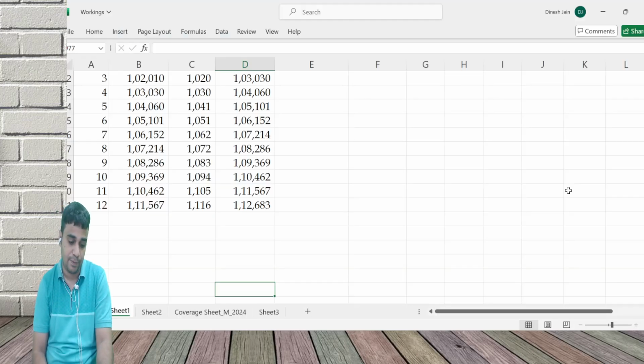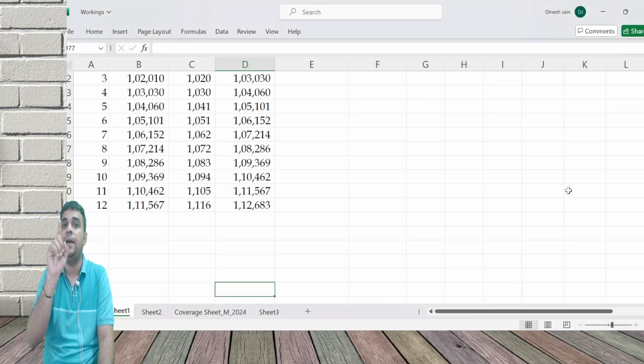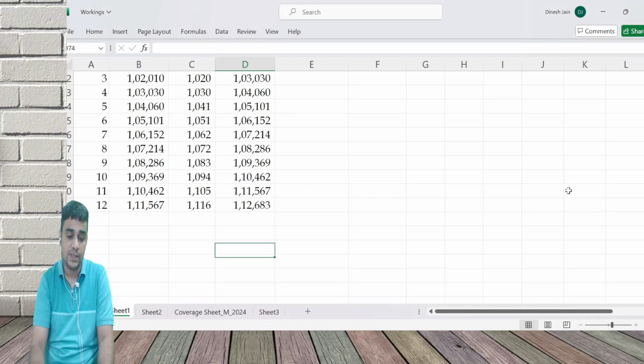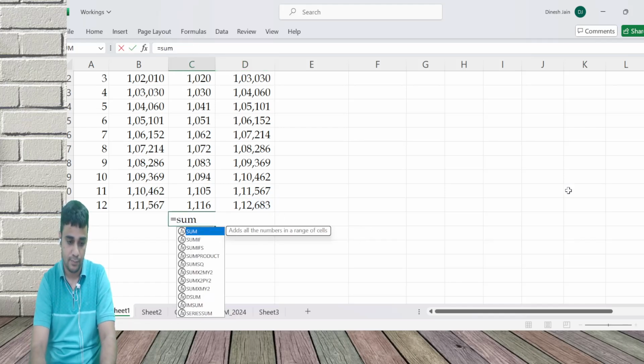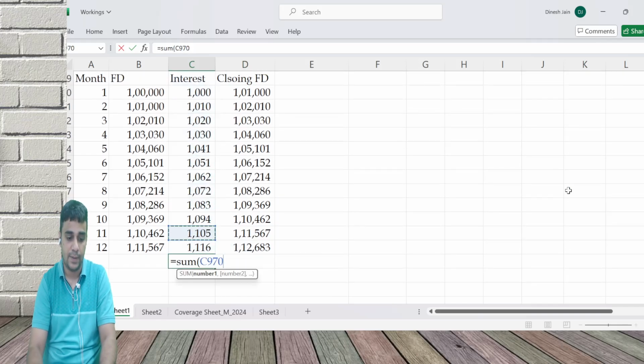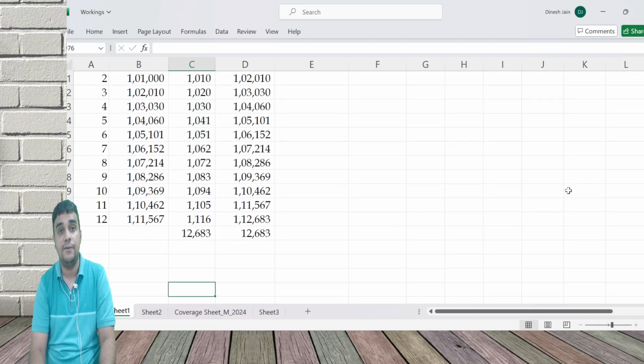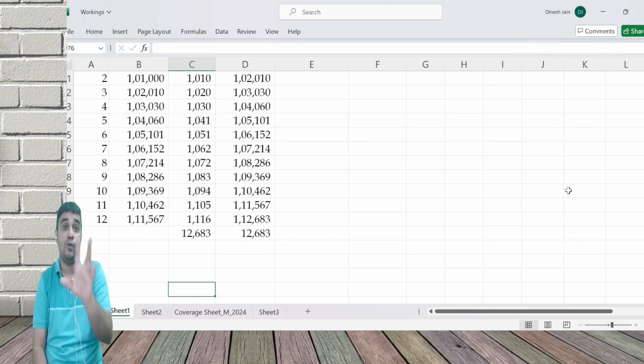For example, here I paid 12%. How much interest have we earned? Minus 1 lakh, our interest earning is, if I add 12 months interest, I earned 12,683, which is effectively 12.68%. But what did I pay? 12%. I paid only 12%, but you earned how much?